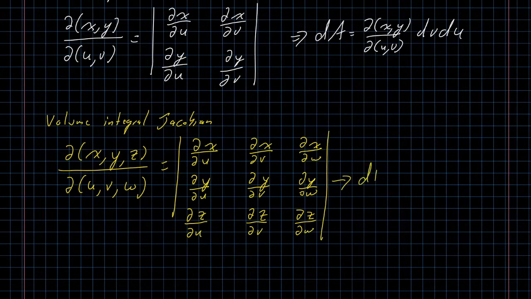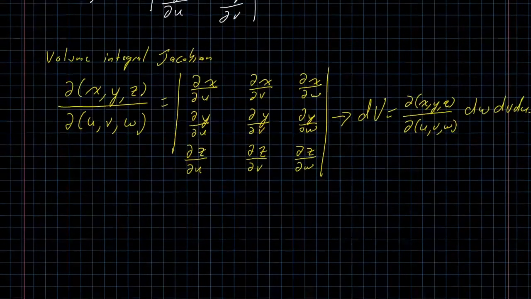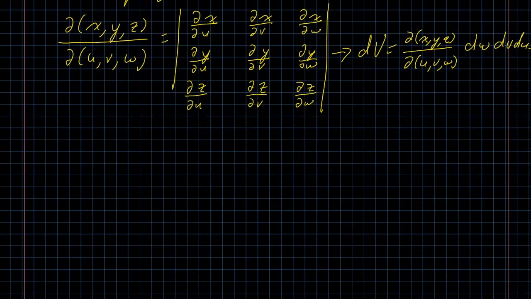And we will get that our dV is partial of x, y, and z over partial of u, v, and w, dw dv du. So it's the same thing, just extended out into 3 dimensions. And where else should we go with this but to the coordinates that we already have some familiarity with?